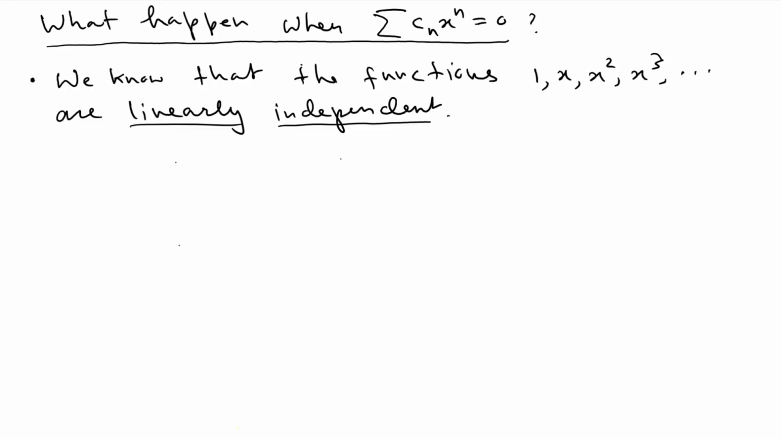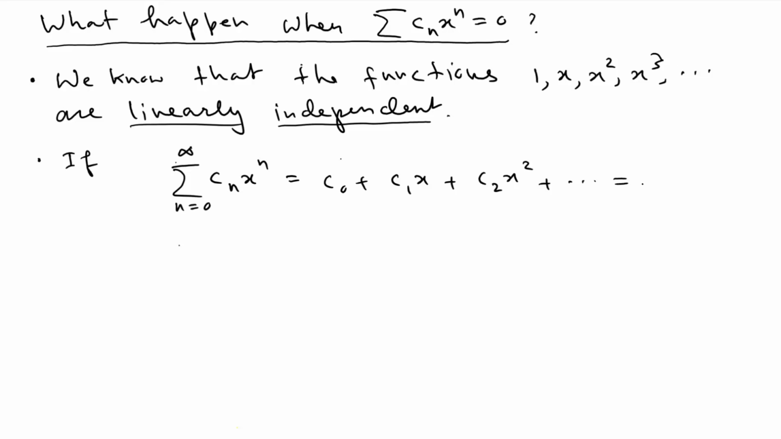Now let's say we set a regular series equal to 0. So if you set the series, n going from 0 to infinity, cₙxⁿ, in other words, if you expand this, it's like c0 and then c1x and then c2x squared, like that. We know that c0, c1, c2, those are just numbers. So what we do, we set it equal to 0.